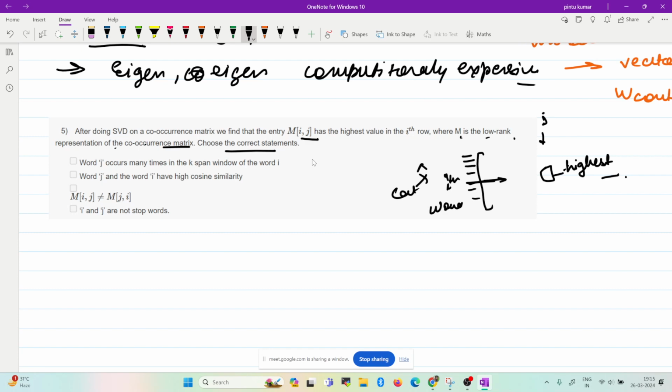So in your original co-occurrence matrix, if this value was highest, then that would have meant that in a k-span window of word I, there are a lot of occurrences of word j. And a similar thing would be true over here also.